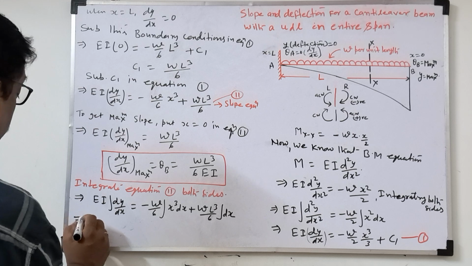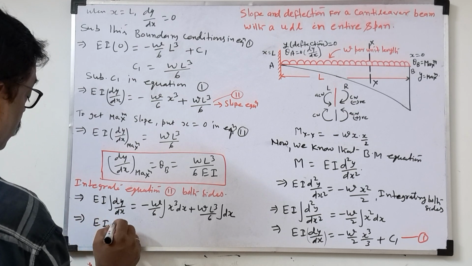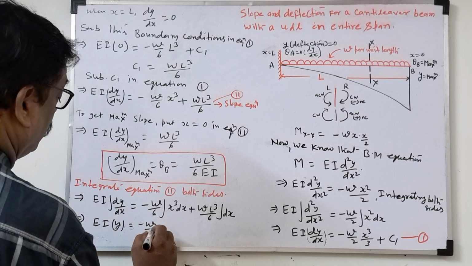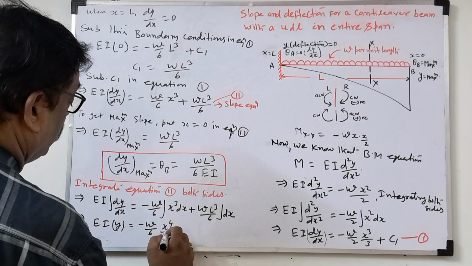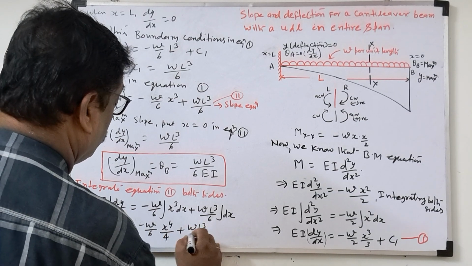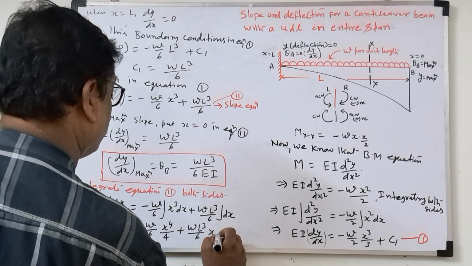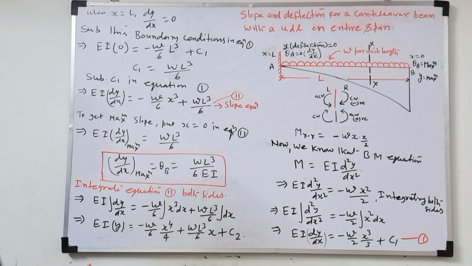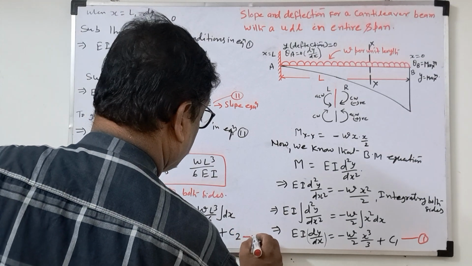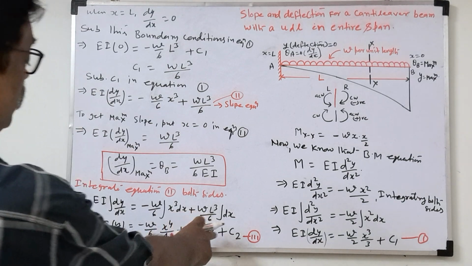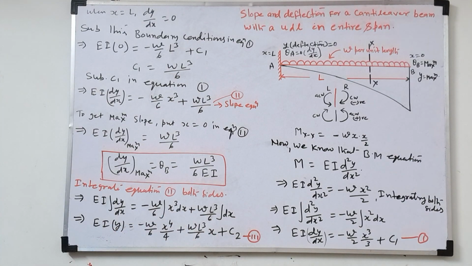So what will be the integrations here? EI y equal to minus w by 6 into x power 4 by 4, plus W L cube by 6, integration of dx is x, plus some constant C2. This gives equation number 3. So we integrated now. Now we need the C2 value. C2 value will be substituted here and we'll get the deflection equation.